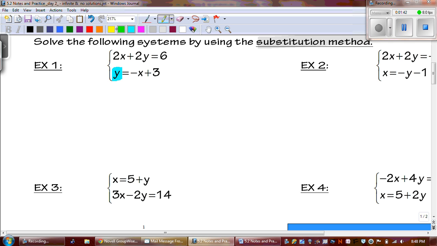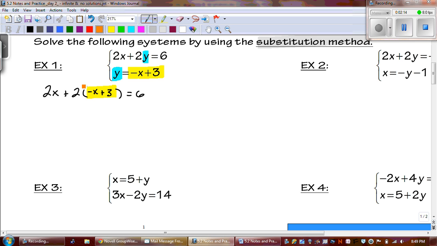and y is by itself. And we know that y equals negative x plus 3. So I'm going to find where the y is, and we're going to substitute it in. So we've got 2x plus 2 equals 6. And remember, this is what we were talking about yesterday. We're going to take everything and plug it in, the negative x plus 3.